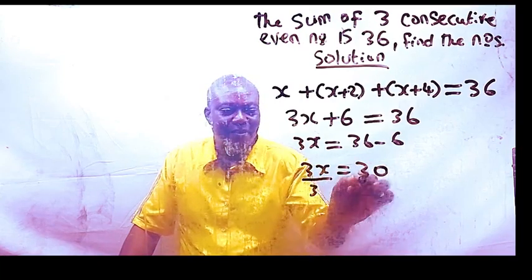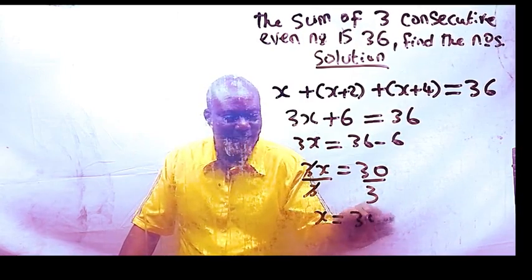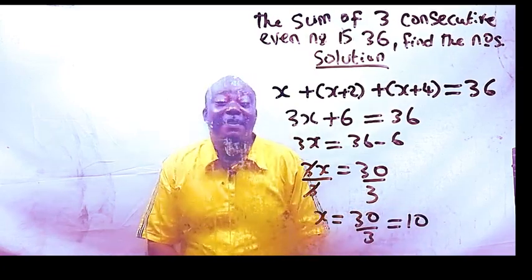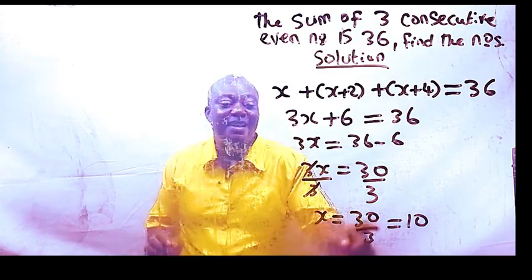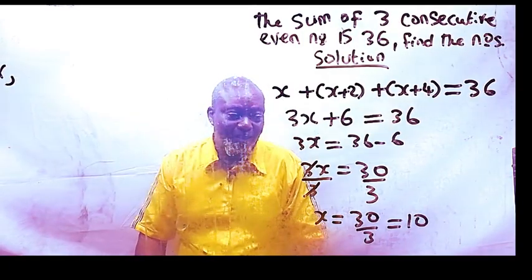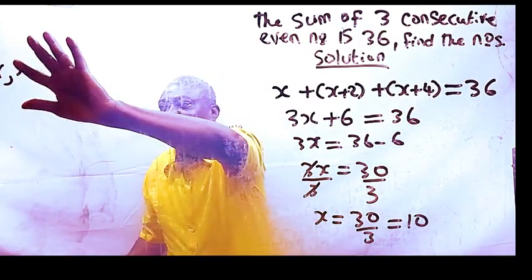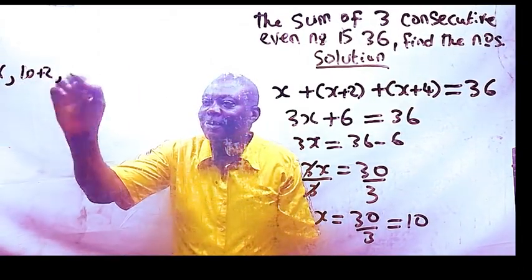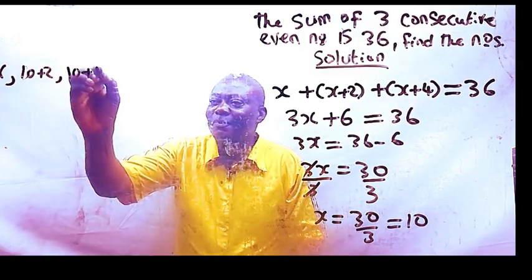So divide that by 3 to get our x. So x will be equal to 30 over 3, which is equal to 10. The value of x is 10. So the numbers here now are: the first number is x, which is 10. The second one, x plus 2, that is 10 plus 2. The third one will be 10 plus 4.